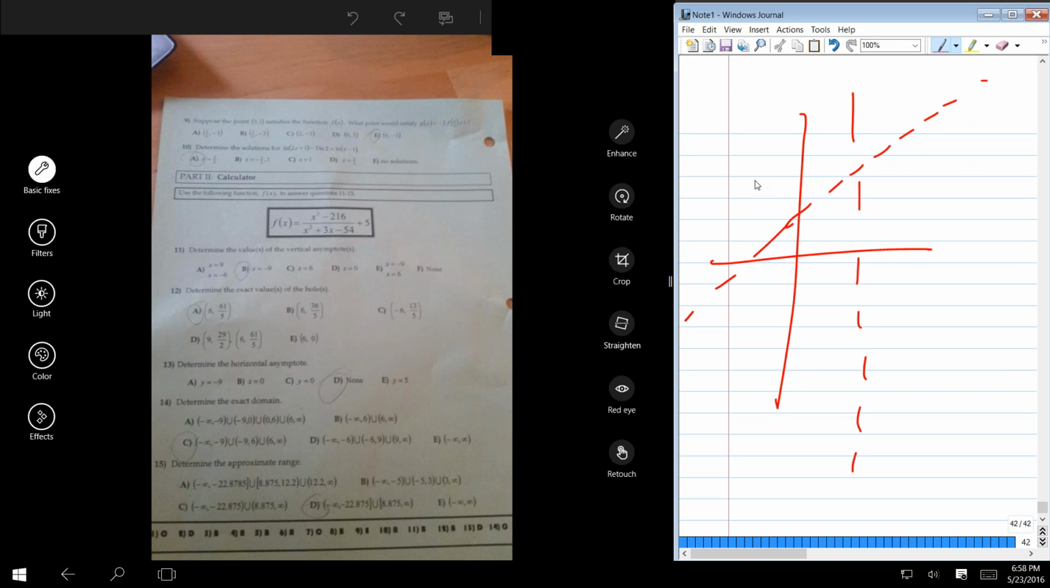What is her answer here? Her answer is D, none. None, yeah. Okay, good. That's what I would have said also. And she may not have taught you oblique asymptotes. No. Not everybody gets them.